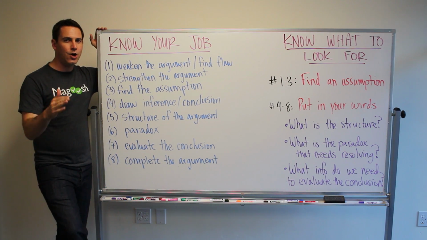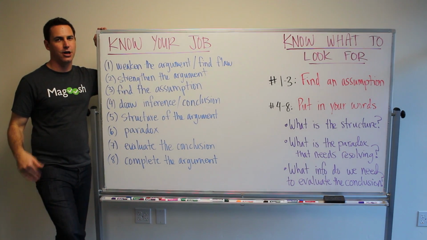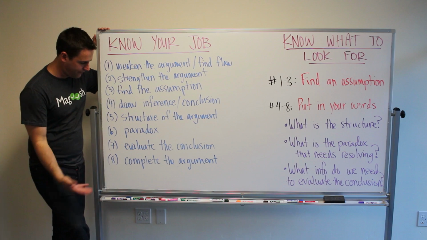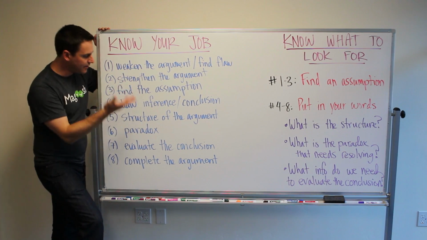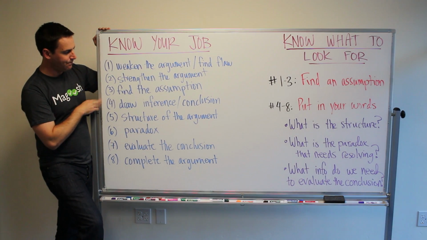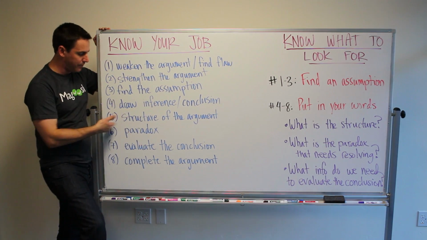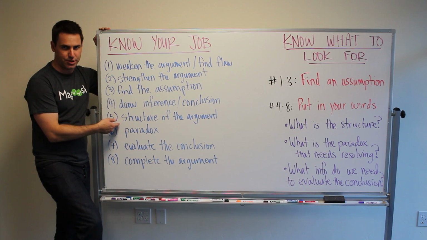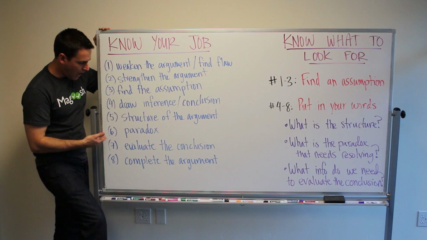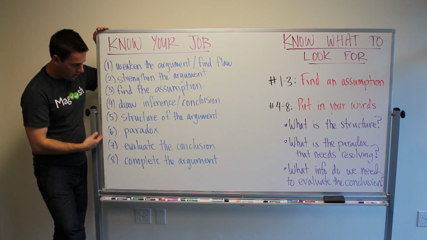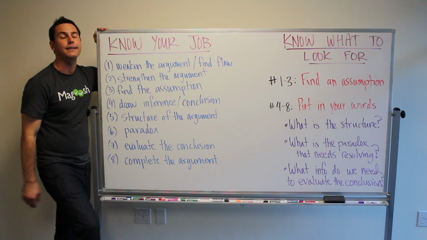First thing, know your job. So you need to know what the question types are within critical reasoning. There's 8 of them. You can see them here. You weaken the argument or find a flaw, strengthen the argument, find the assumption, draw an inference or conclusion, structure of the argument. So these are like boldface questions or the dialogue questions or passages, excuse me. A paradox question. We have to resolve the paradox, evaluate the conclusion, and then complete the argument.